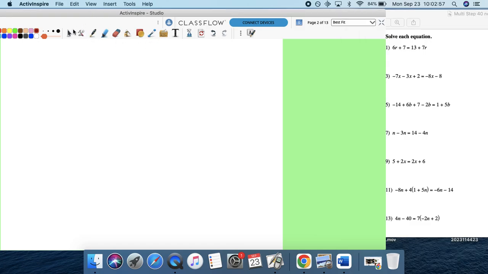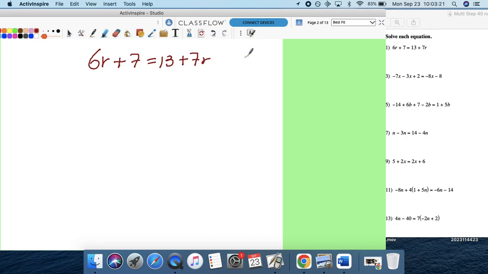All right, so where are we? Number 1. So number 1 is 6r plus 7 equals 13 plus 7r. So let's go through the steps, right? Step 1, do you see distributive property? Do you have to use the distributive property? And one way you can check for that is look for parentheses, and there are none.